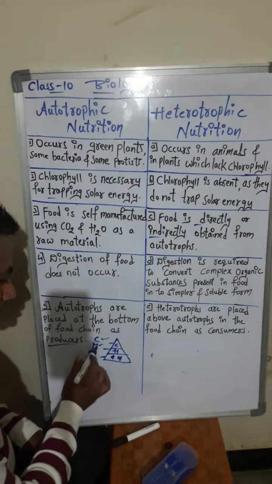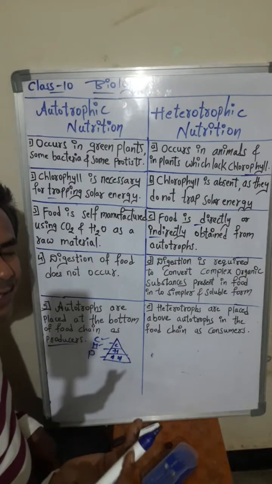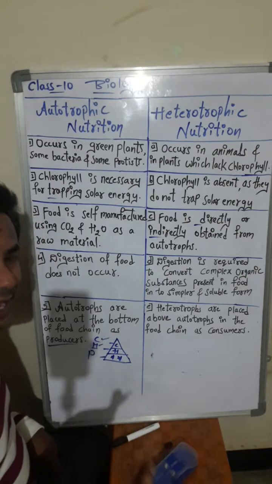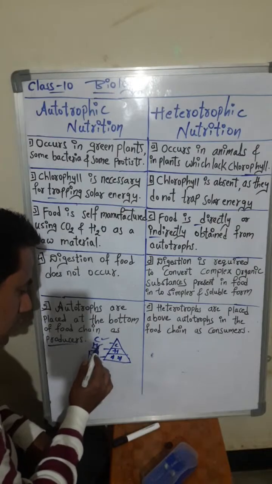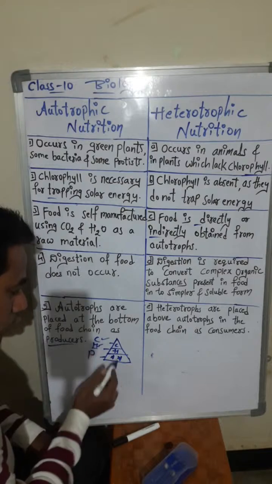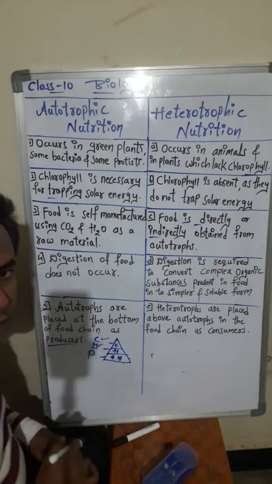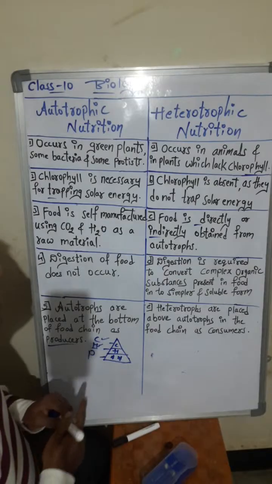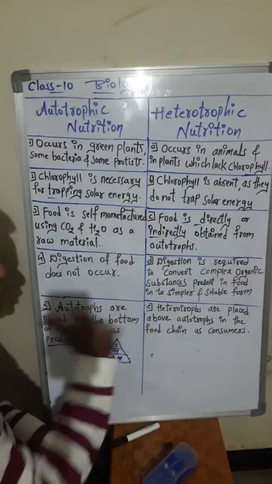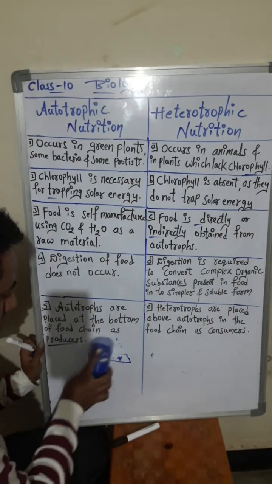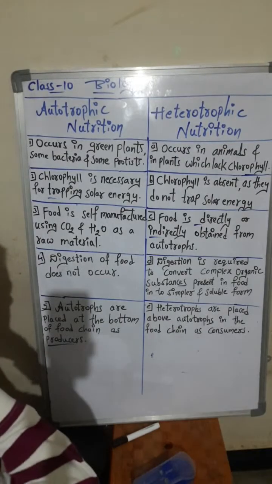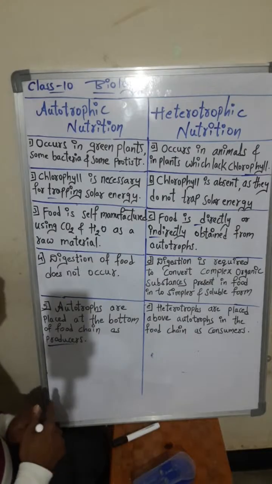Okay, so herbivores, already you know examples, the plant eating animals: deer, grasshopper, so many are there. So herbivores are placed above the autotrophs. Carnivores are also placed above the autotrophs. Now you have understood the difference between autotrophic nutrition and heterotrophic nutrition. 5 points I have given here. You can add some more points.